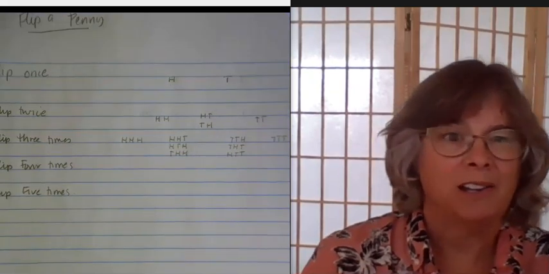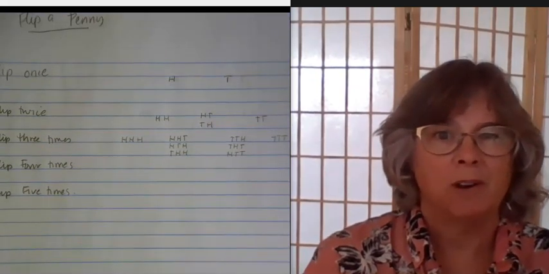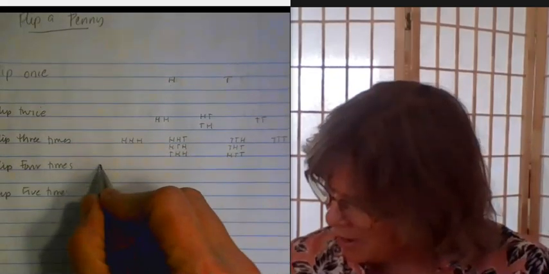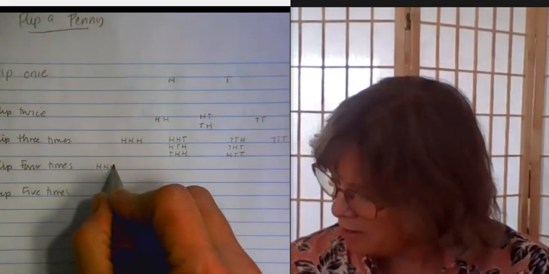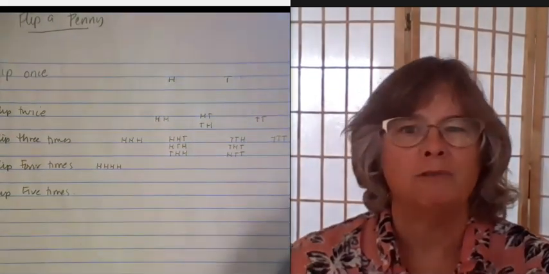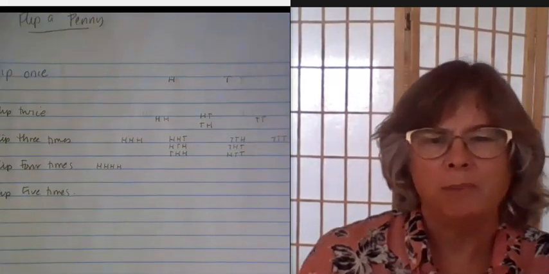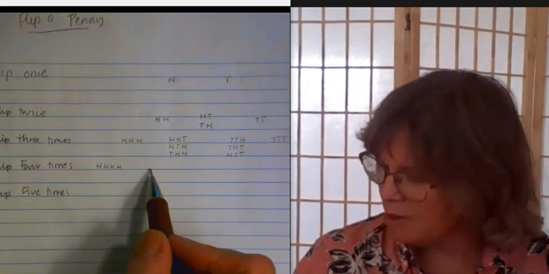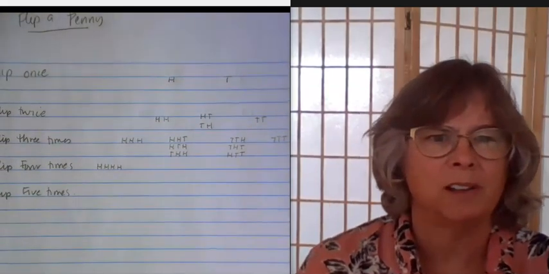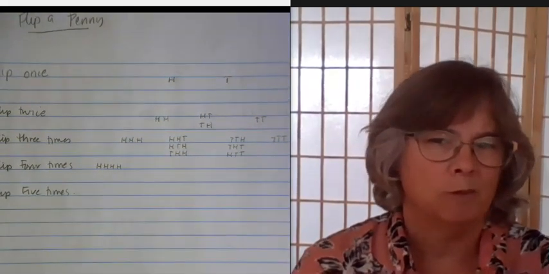Okay. Can I do the same thing 4 times? What's going to happen? Maybe I get 4 heads. Maybe I get 4 tails. But let's see, is there a way of getting 3 heads and 1 tail? How many different ways are there? See if you can fill out this next row yourself.